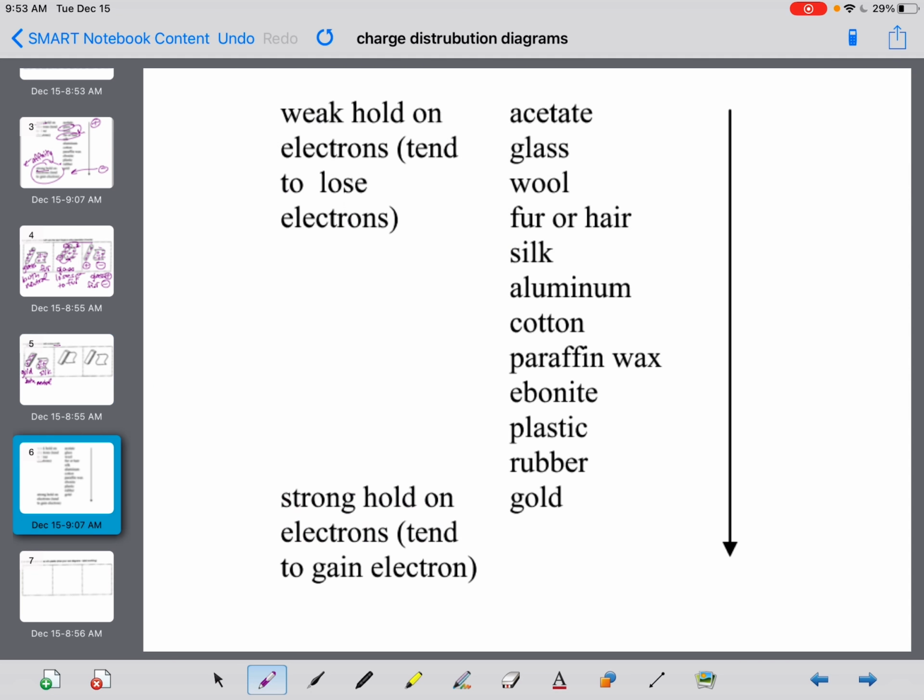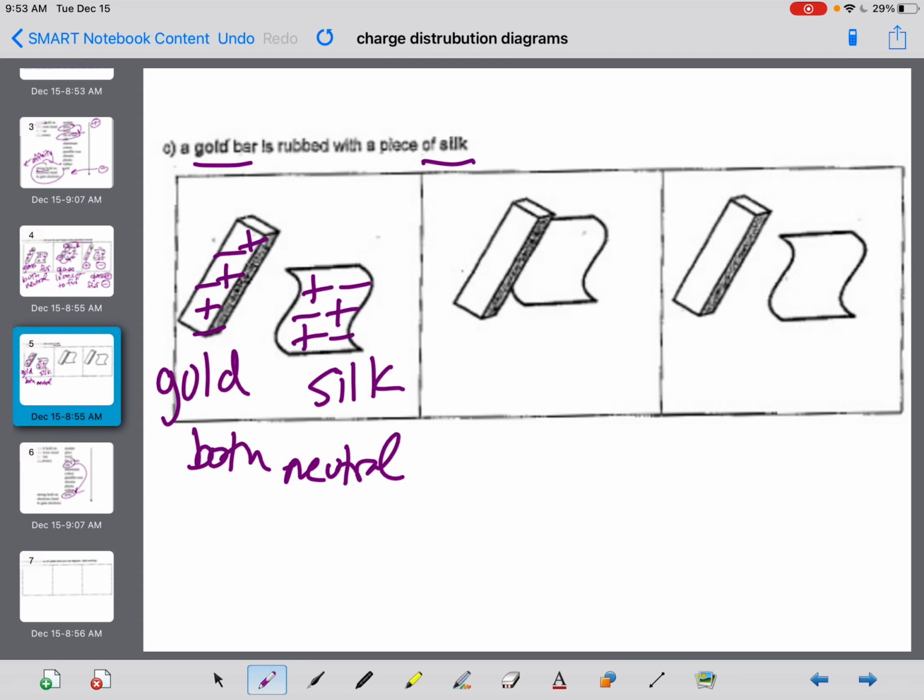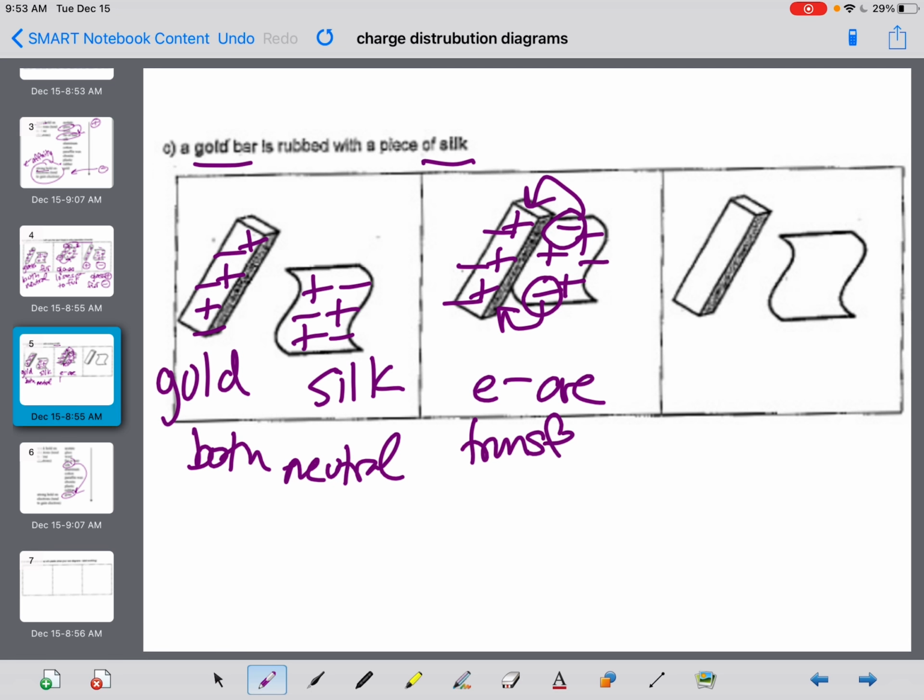So actually gold is the lowest thing that's on this list. So for sure our gold is going to be gaining the electrons, right? So we have our positives, 1, 2, 3, 1, 2, 3. So let's show a couple of electrons moving over. So electrons are transferred from silk to gold.